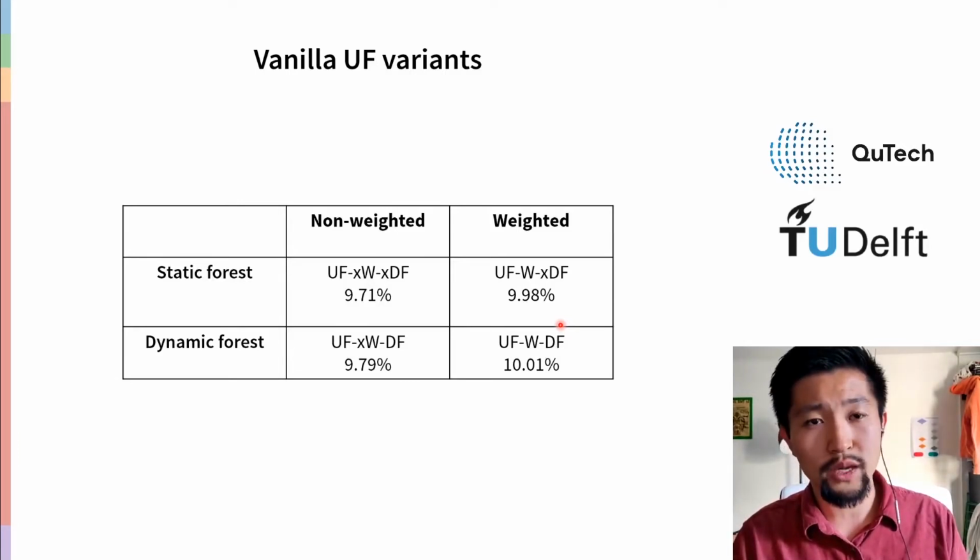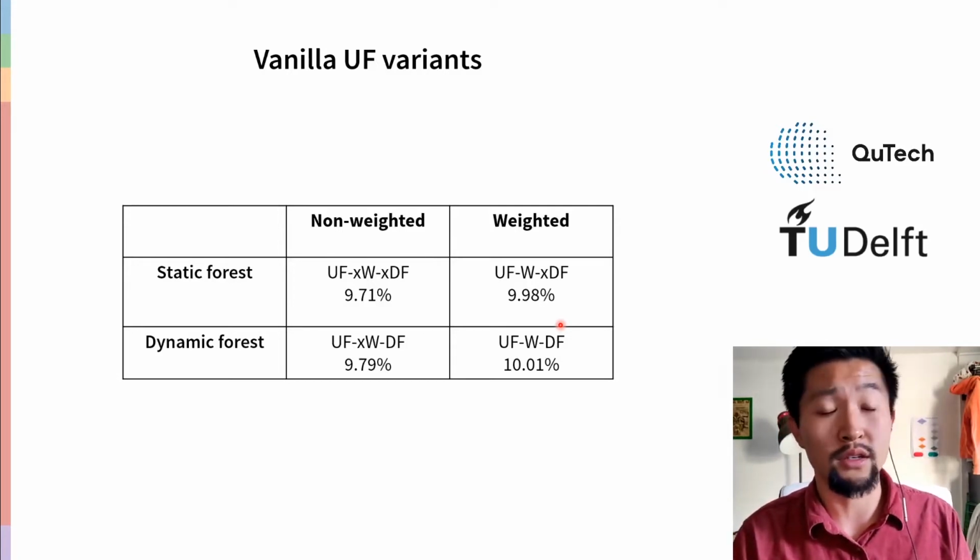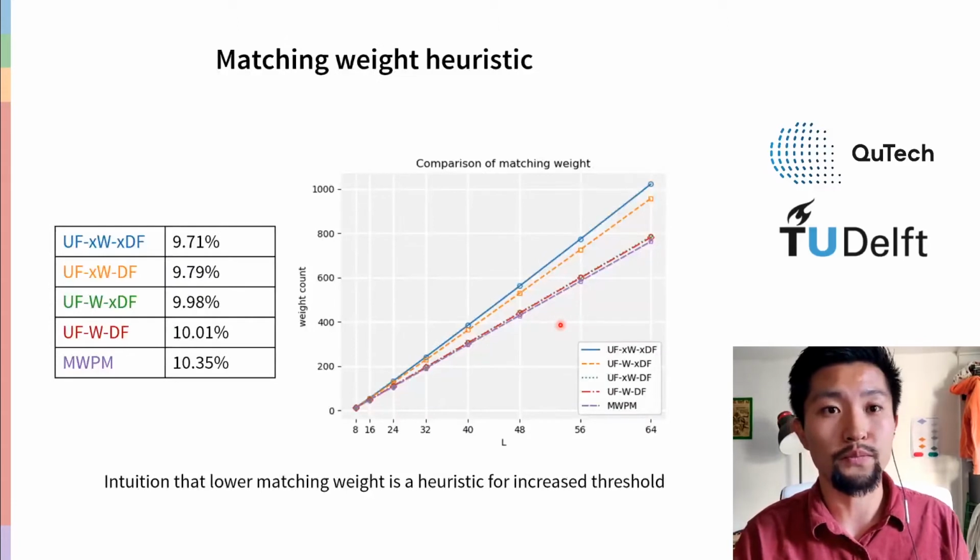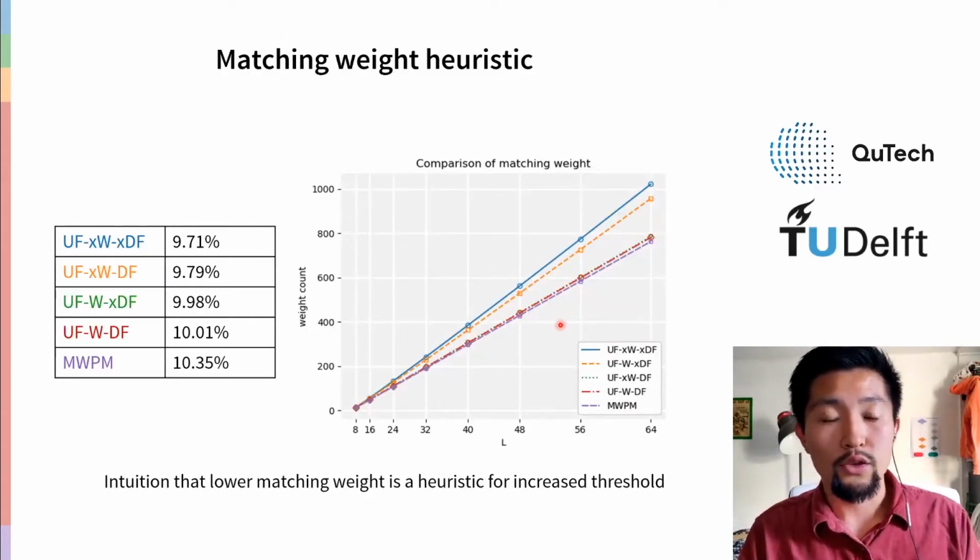But then we started looking at the weights of the matching of these four variants of the unified decoder. So what is the matching weight?